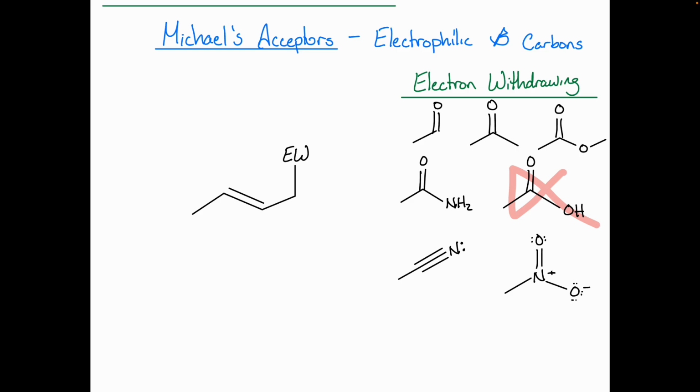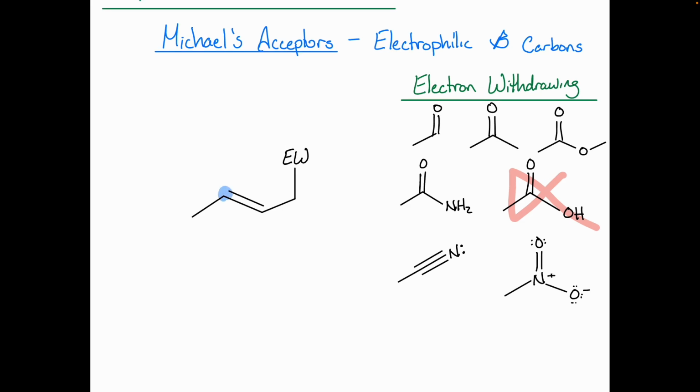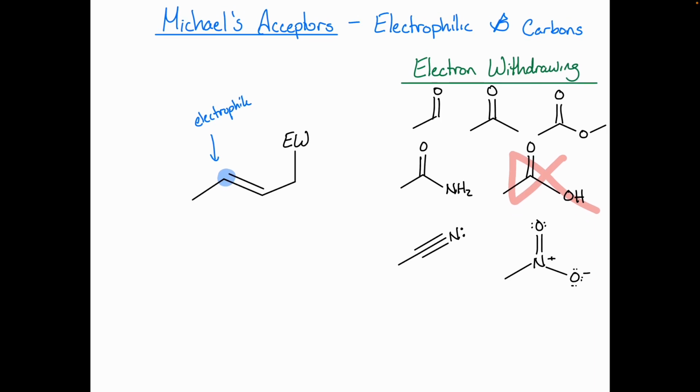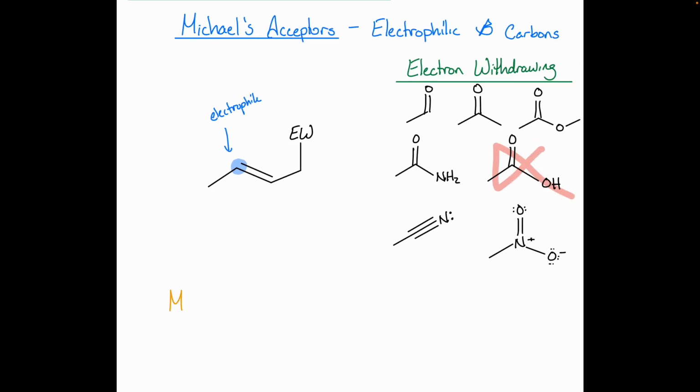All right, so we looked at a very particular Michael acceptor last time around. Truly, a Michael acceptor is any time you have this pi bond that's conjugated to another electron withdrawing group, okay? And what that has the effect of is making this carbon right here, the beta carbon, a good electrophile. All right, so why is that? Let's look at our mechanism real quick.